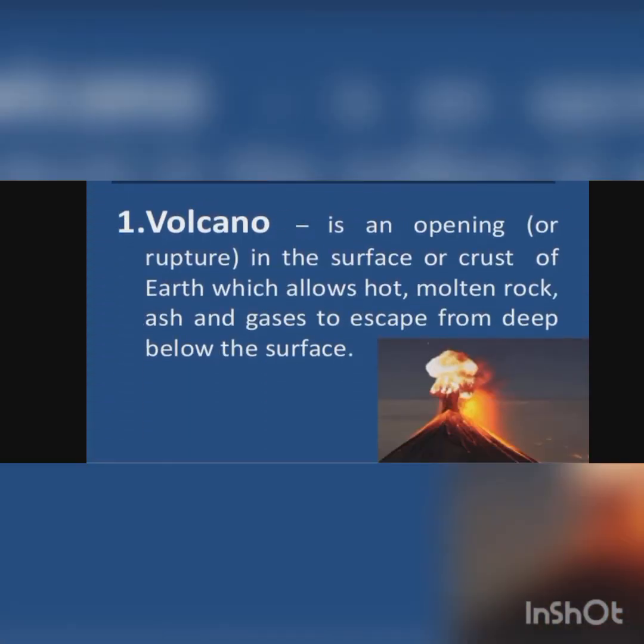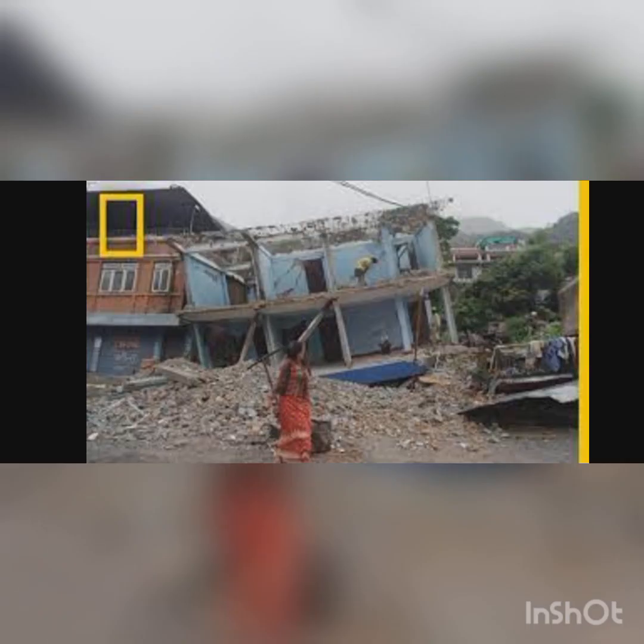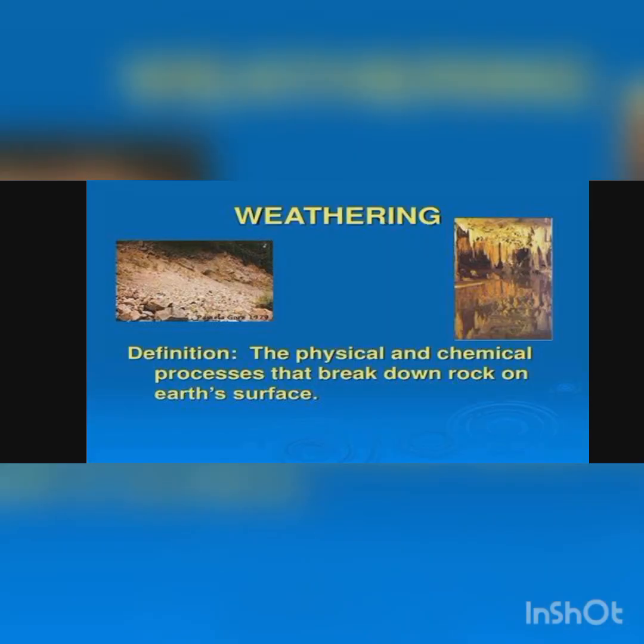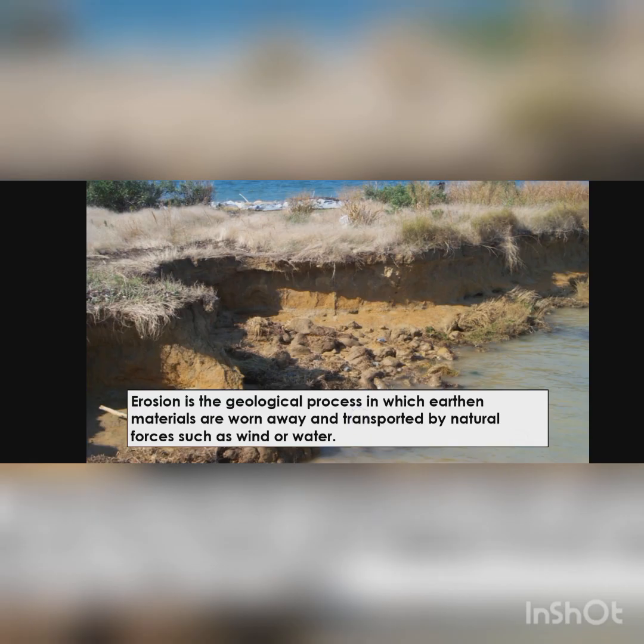Then we have volcanoes, and a volcano is an opening or rupture in the surface or crust of Earth which allows hot molten rock, ash, and gases to escape from deep below the surface. So this image shows that an earthquake took place at this place, and the destruction is shown after the earthquake. And then we have weathering, and weathering is the physical and chemical processes that break down rocks on earth's surface. Erosion is the geological process in which earthen materials are worn away and transported by natural forces such as wind or water.